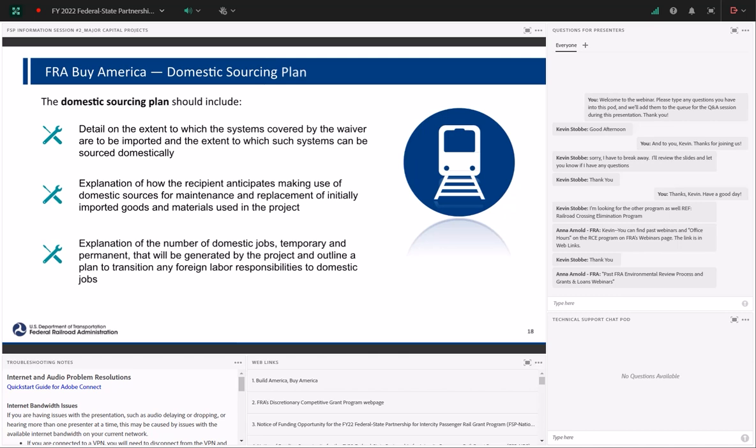That process can be lengthy and take time. So to the extent possible, we are encouraging applicants to start putting forth those domestic sourcing plans and to start considering the transition to domestic manufacturing as early as possible, to help ensure that we are getting through that process as efficiently and quickly as possible.